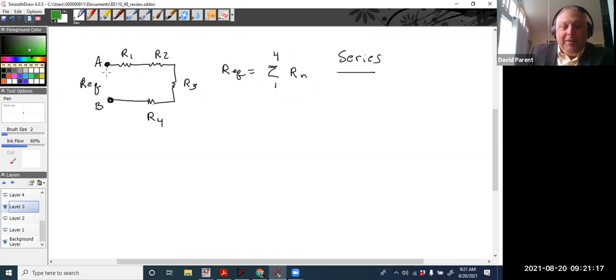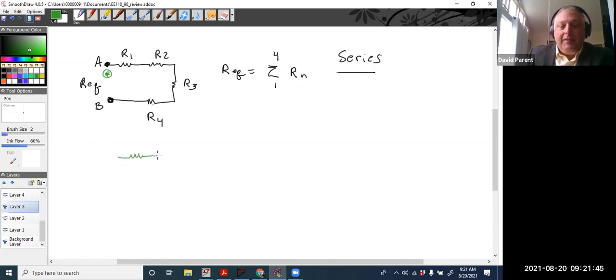Well, you just say, I'm a current, I'm an electron. Now, of course, the electron's going opposite, but in circuit analysis, we assume positive charges. So I'm moving along. I go through R1, then I go through R2, R3, R4, and I come back. There's only one path to get through an element. So they all happen to be in series.